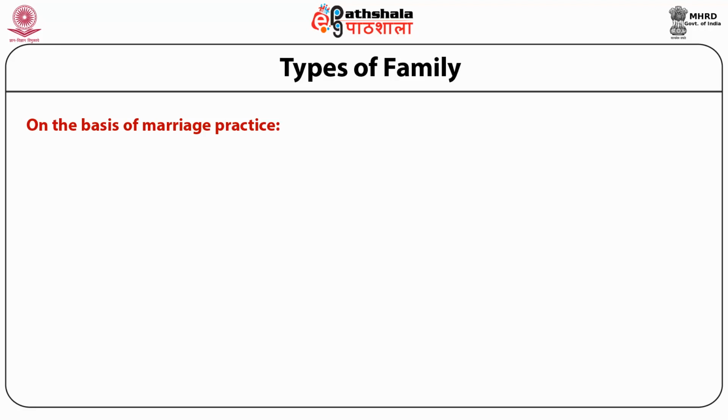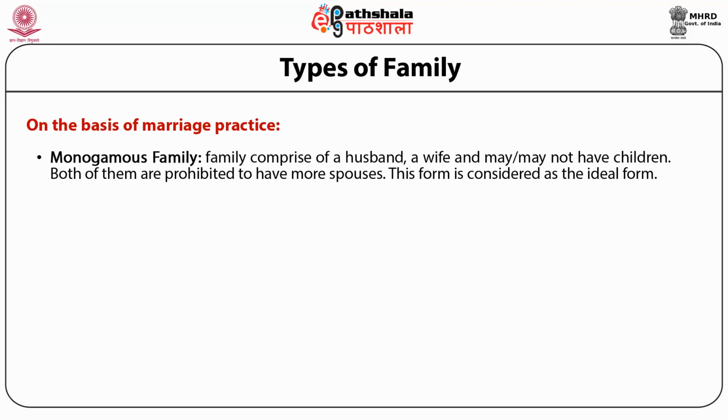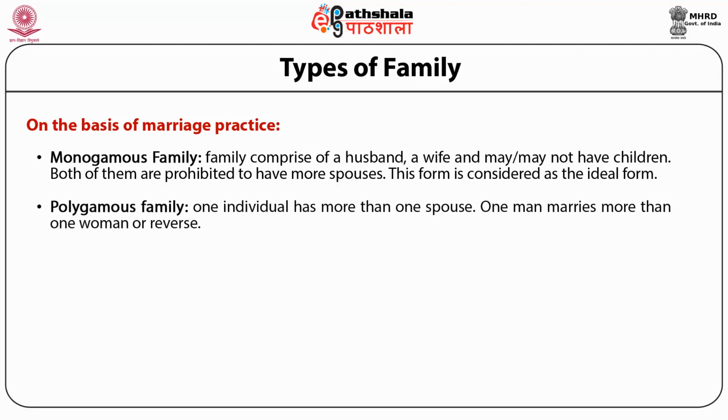Number 4, endogamous family. When it comes to monogamous family, it comprises a husband, a wife, and may or may not have children. Both of them are prohibited to have more spouses. This form is considered as the ideal form. When it comes to polygamous family, one individual has more than one spouse. One man marries more than one woman or reverse.